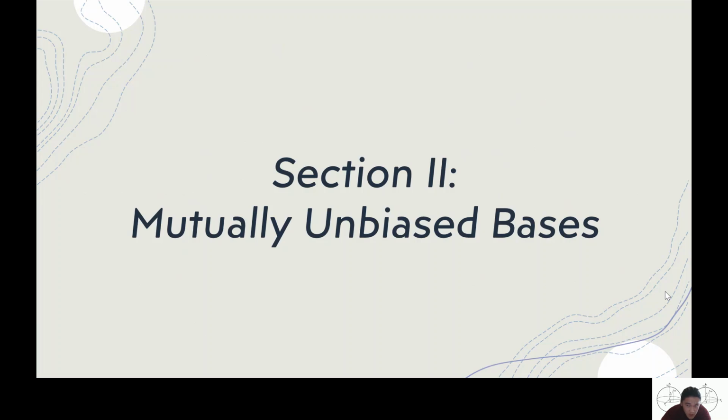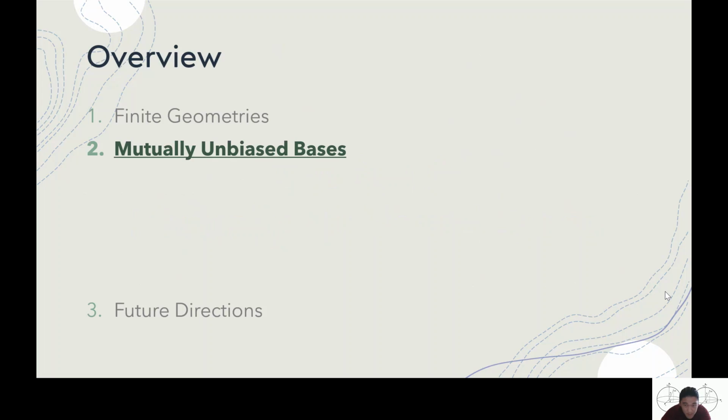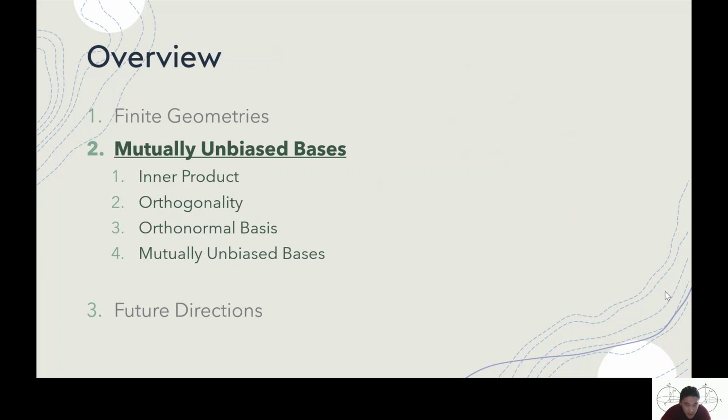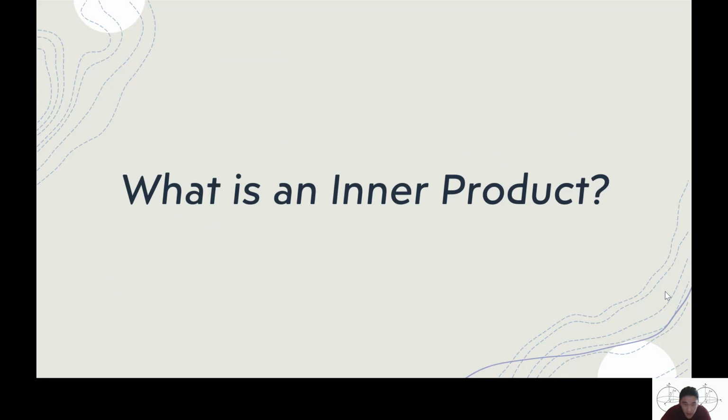So moving into section 2, we'll be talking about mutually unbiased bases. So here's a breakdown of section 2. We'll define inner product, orthogonality, and orthonormal basis, mutually unbiased bases, and we'll probably provide some examples connecting topic to topic like we did in section 1. We'll then finish up by providing an existence theorem, which is eerily familiar to what we've seen in section 1. So what is inner product?